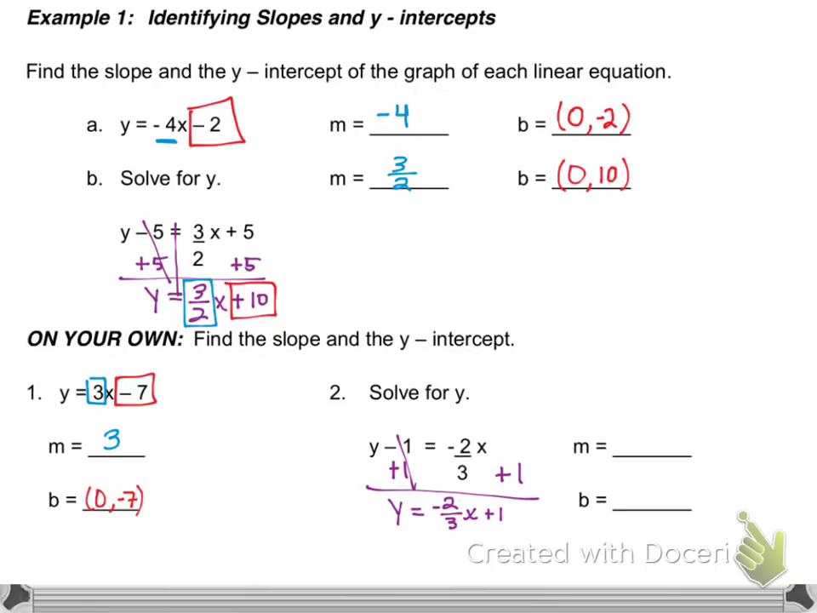So hopefully you notice that y is not by itself, so you have to get it by itself in order to be slope-intercept form. So you add 1, and then now you can find what the slope and the y-intercept is. The slope, you guessed it, -2/3. And then the y-intercept in red is the +1, so 0, 1. So that's what we have just for our first example.